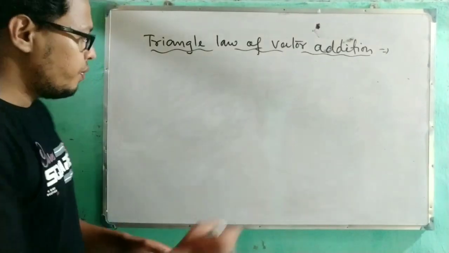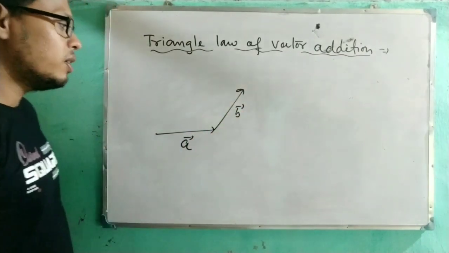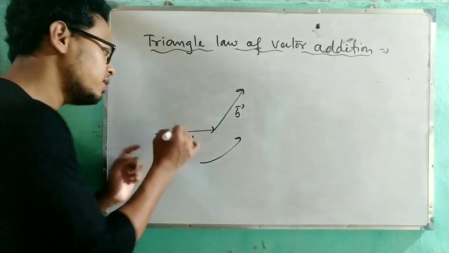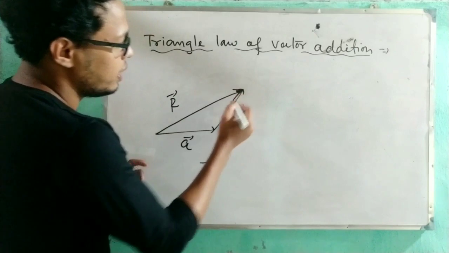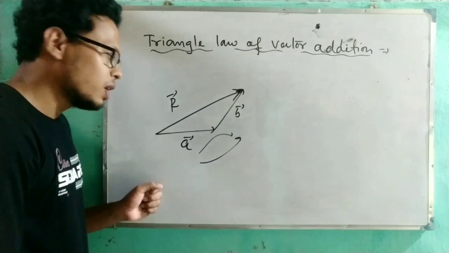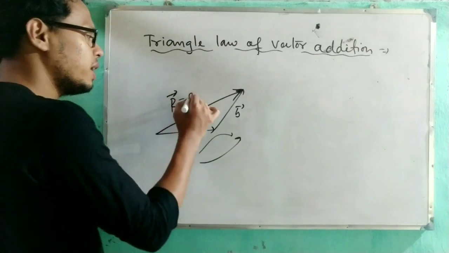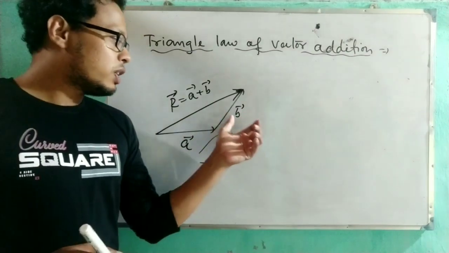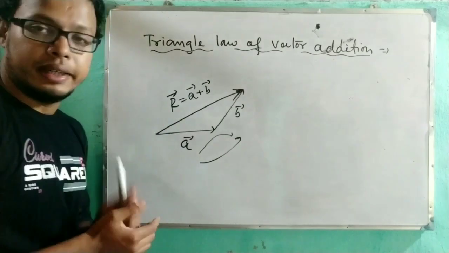See, suppose A vector and B vector represent two sides of the triangle, which you have to take in the same order, meaning anti-clockwise. Then the third vector, this R vector, you have to take in the opposite order, meaning clockwise. Now this R is clockwise and A and B are anti-clockwise. So this R vector will be the resultant of these two vectors, and we can write R equals A plus B. This is the triangle law of vector addition. But how do we find the magnitude of the resultant?